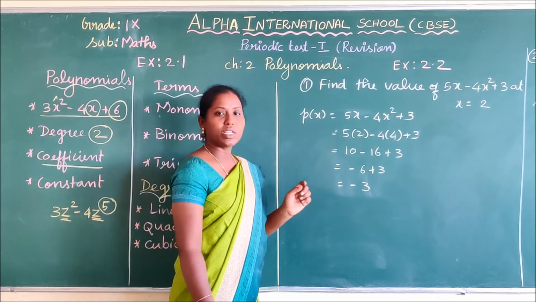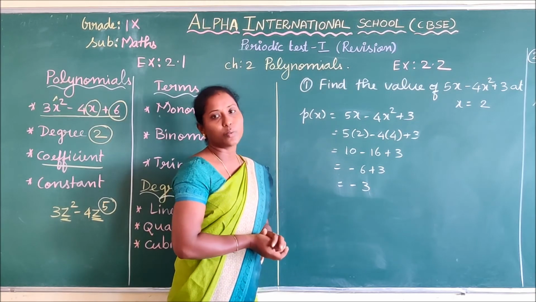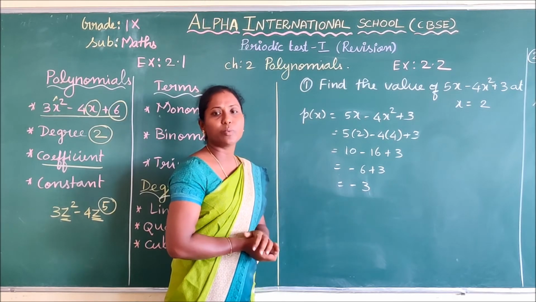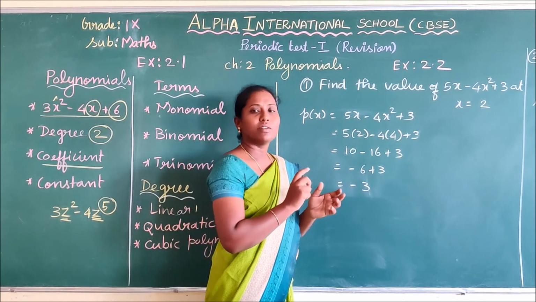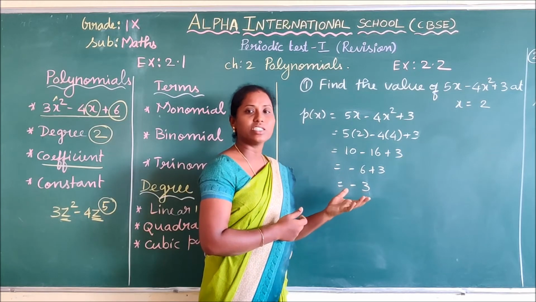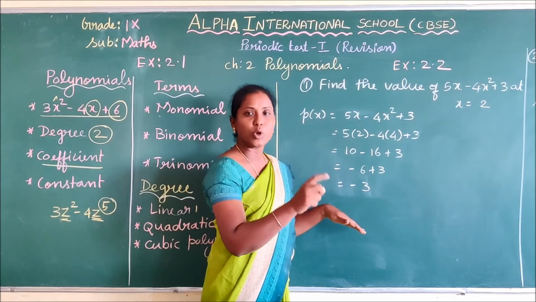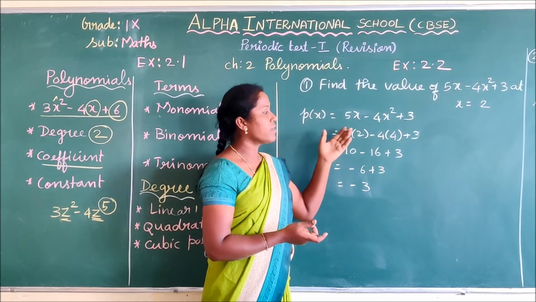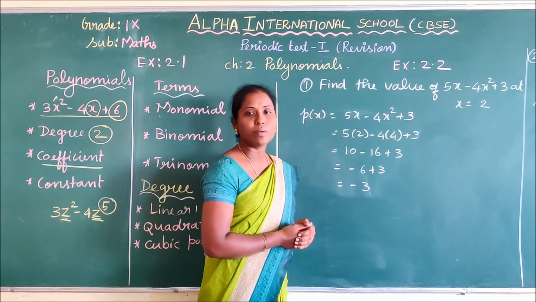Okay, it is clear about what is a polynomial. The second exercise is based on finding the zeros of the polynomial. What is the zero of the polynomial? If the variable in the polynomial takes any integer value, and the value of the polynomial comes to 0, then it is said to be the zero of the polynomial.